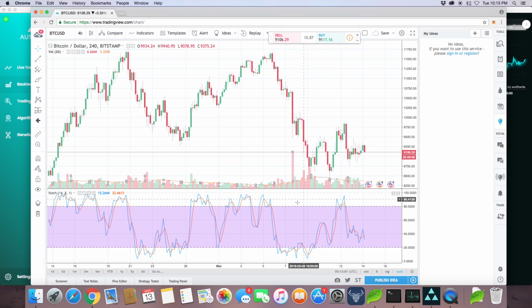The buy and sell signals are usually accompanied by a crossover. So you can see when Bitcoin bottomed out over here, the K line crossed under the D line, and when it topped out up here, the K line crossed over the D line.